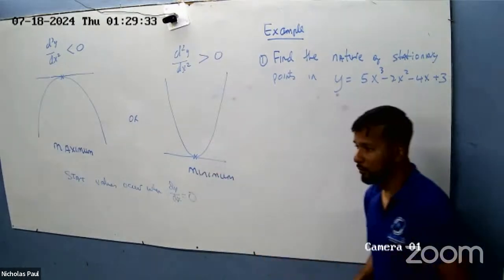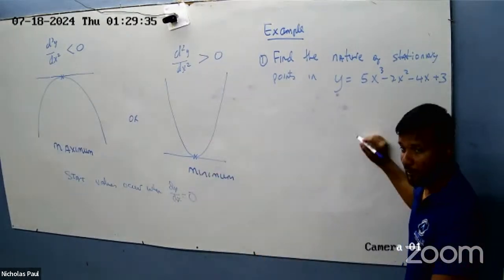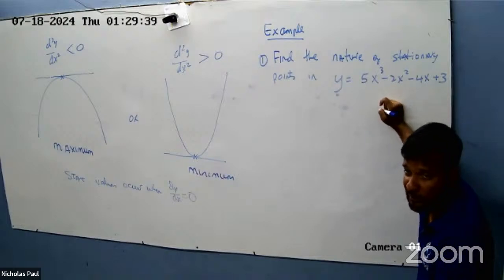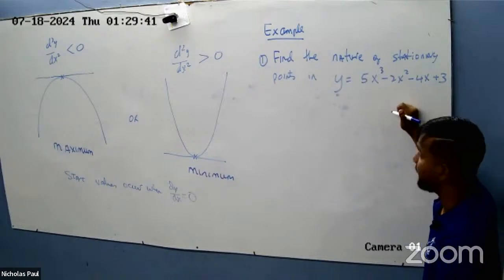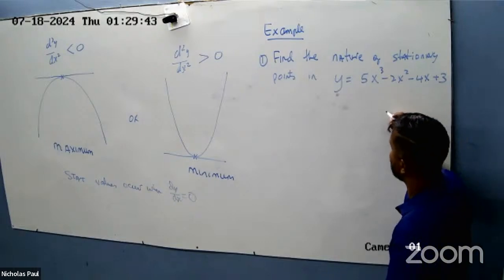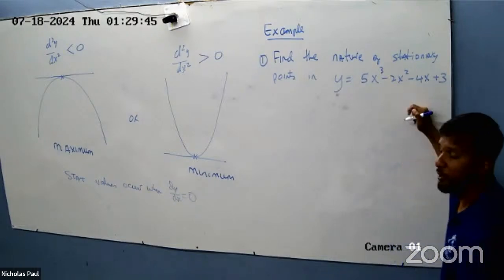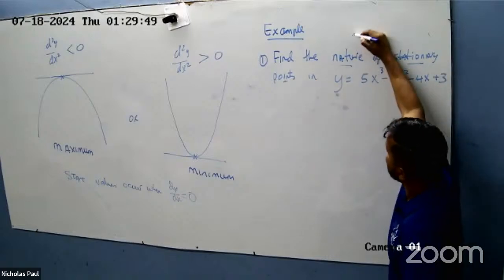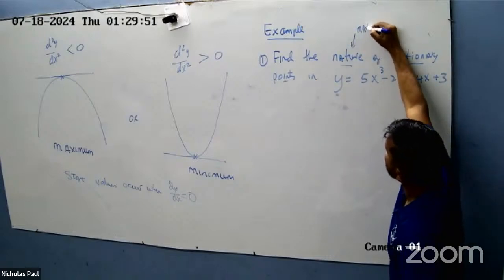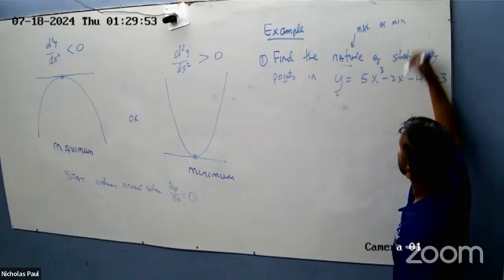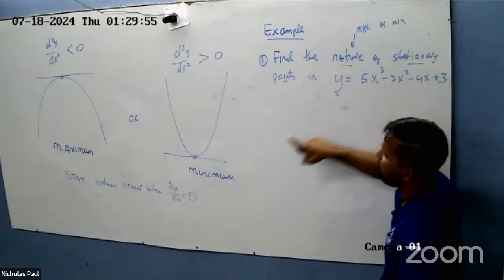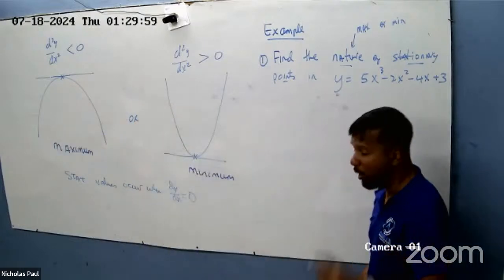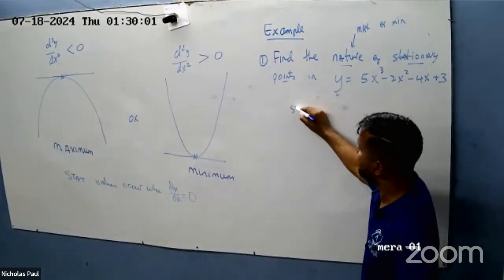All right, ready? Let's go through this one. You're going to struggle if you can't differentiate, but that's what we've been doing for the past week and more, so I hope you remember how to differentiate. They asked us to find the nature of the stationary points. Nature means is it max or is it min. Stationary points means these values here. So step number 1 is to find the stationary points.